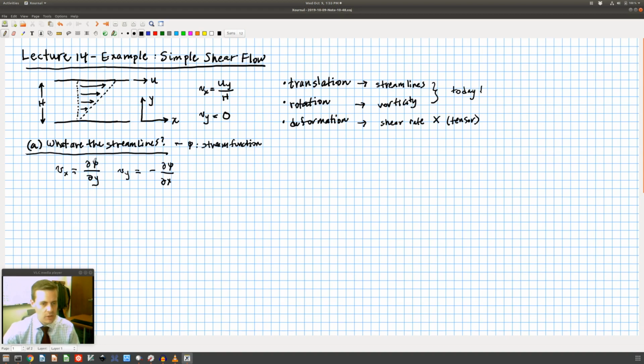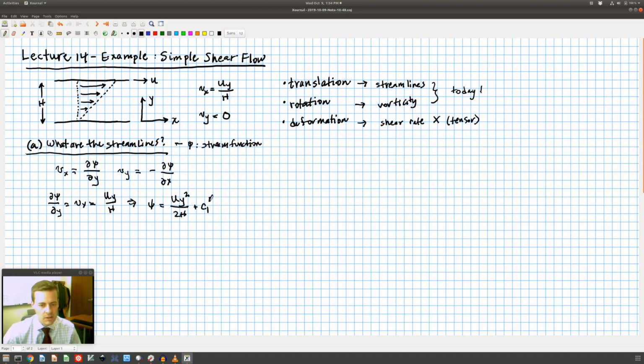Calculating the stream function is sort of like recovering a function from a gradient. It's not exactly a gradient because I have this minus sign here, but the mathematical process is very similar. So let me start. I know that d psi dy is equal to vx, which is this function up here, u y divided by h. Now I want to get psi, so I'm going to take the integral of both sides with respect to dy. Taking that integral, I get that psi is equal to u y squared divided by 2h plus a constant.